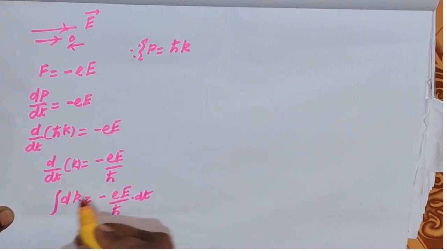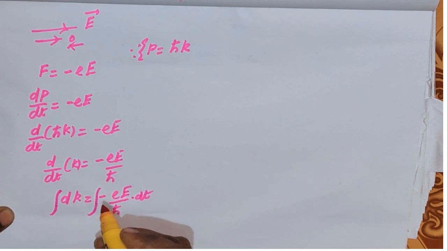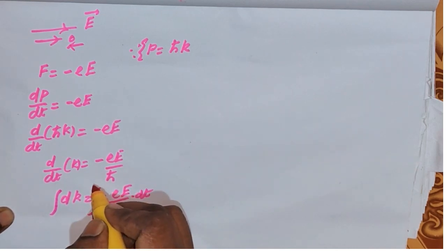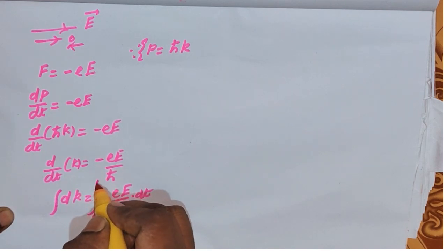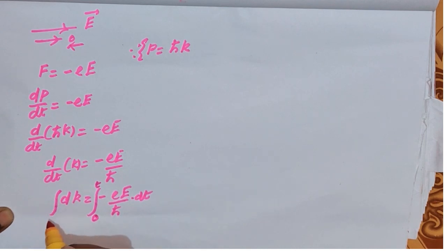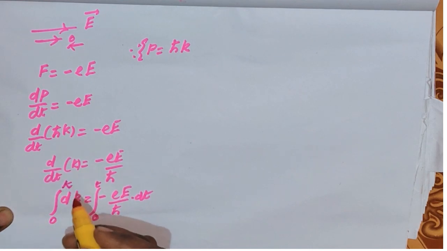Suppose you are integrating, from here also you have to take the integration. At the starting time, you can call it t equal to 0. At the measurement time, we are going to measure the wave vector of the electron at time t. The initial wave vector you can simply call zero, at time t equal to 0. Then the final wave vector you can call k. If you integrate the left-hand side, it will give k at time t.